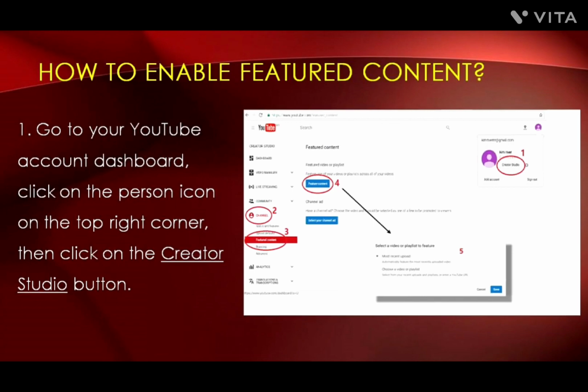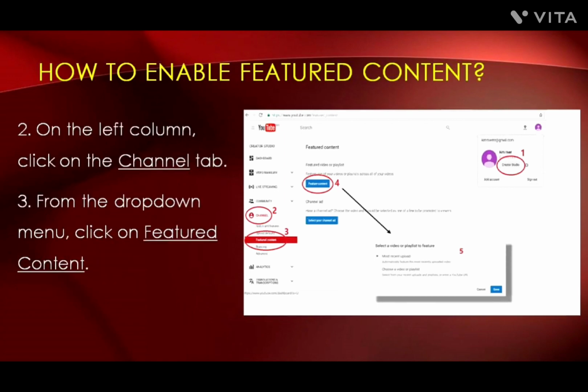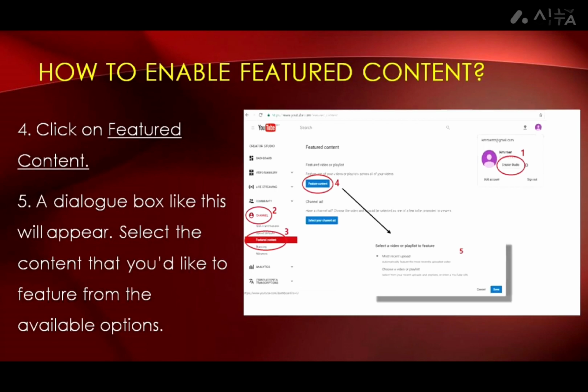First, go to your YouTube account dashboard, click on the person icon on the top right corner, then click on the Creator Studio button. Second, on the left column, click on the Channel tab. From the drop-down menu, click on Featured Content. Then select Featured Content. A dialog box like this will appear. Select the content that you'd like to feature from the available options.